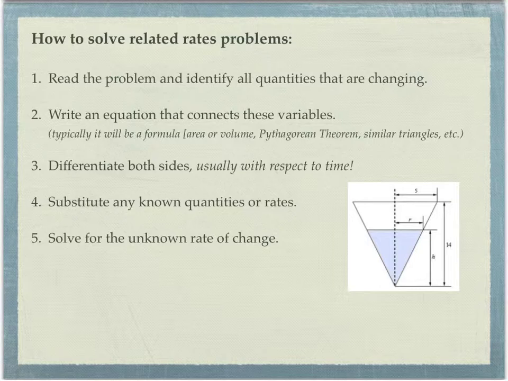The key thing is, first of all, differentiate, then substitute. Sometimes students get these two mixed up, but do the differentiation first. And then lastly, we'll try to solve for the thing we're really trying to find. Usually they'll give you one of the rates and you'll have to solve for the other. Alright, so let's just hop in and try some of these problems.